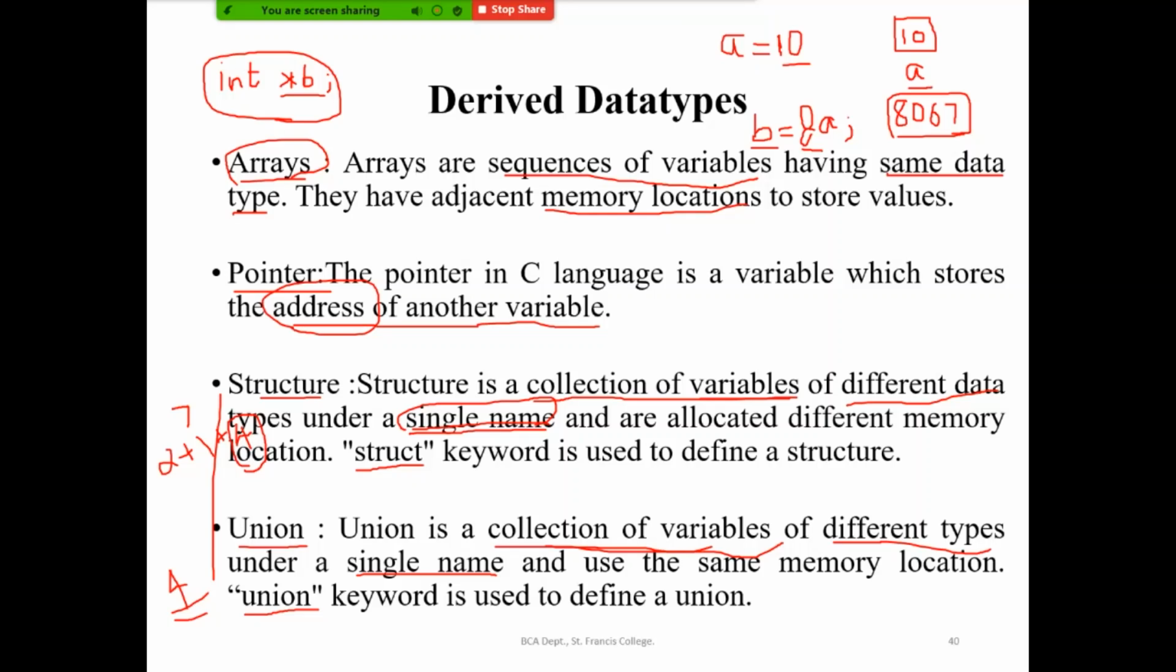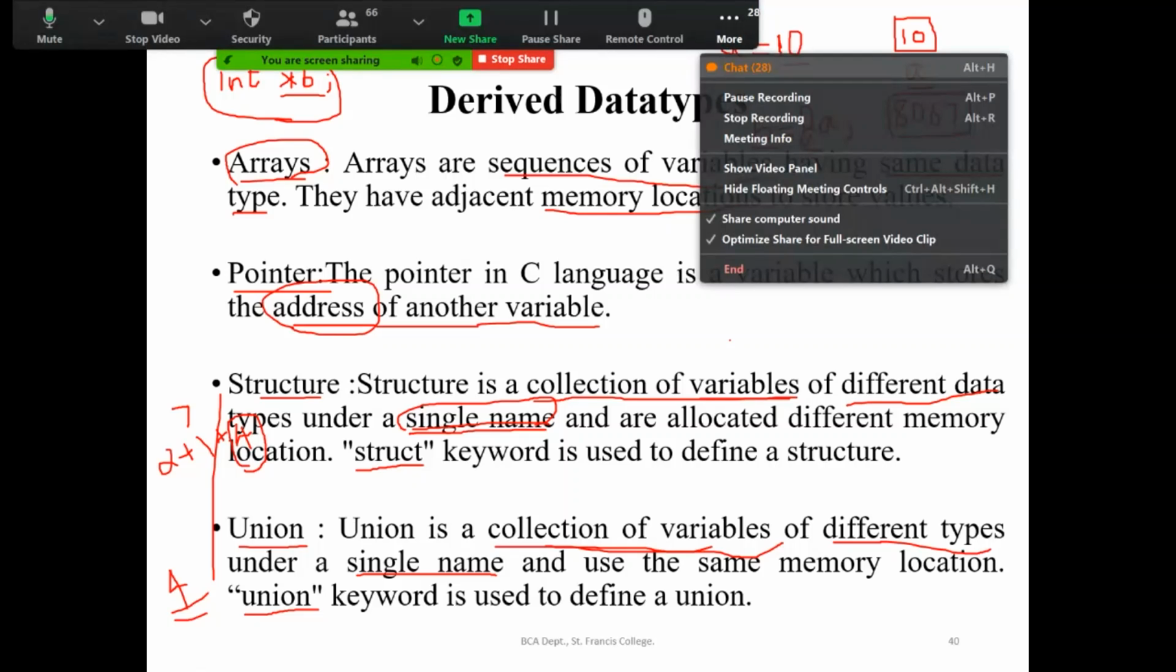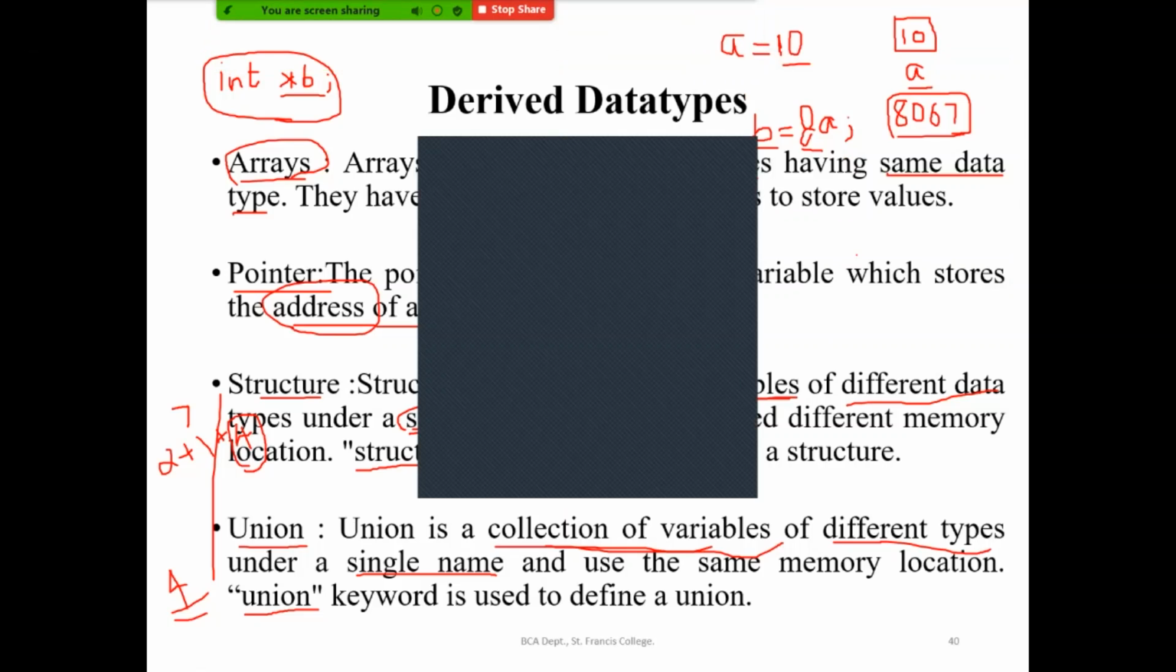So these are the 4 derived data types that we'll be learning. If you have any doubts, you can message in the chat box. We will learn these arrays, pointers and all. Pointer operator, yes, Sudarshan had messaged. Asterisk is the pointer operator and ampersand is the address operator.